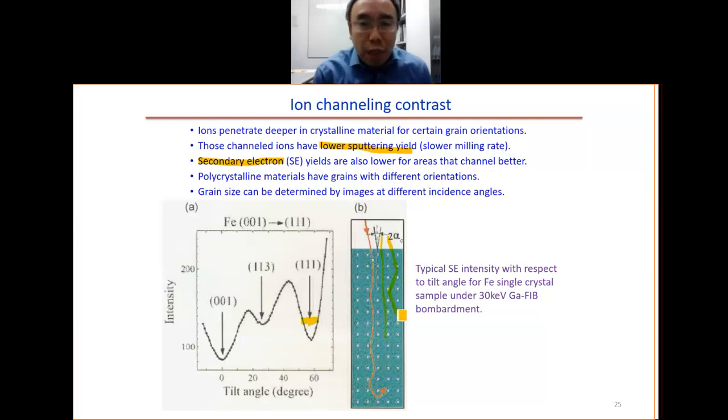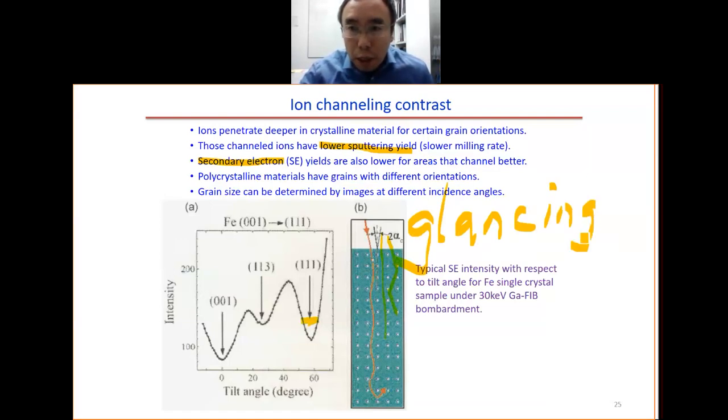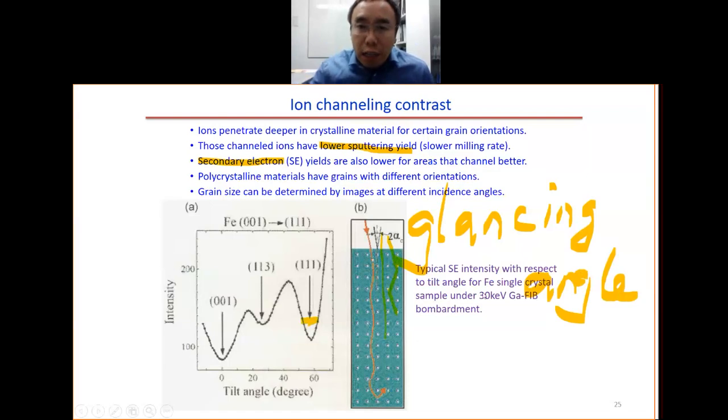It can still have the channeling effect, because when you have this kind of collision, it is a very large glancing angle collision. It's pretty elastic. There is not much energy loss. So it still gets channeled through and goes very deep.